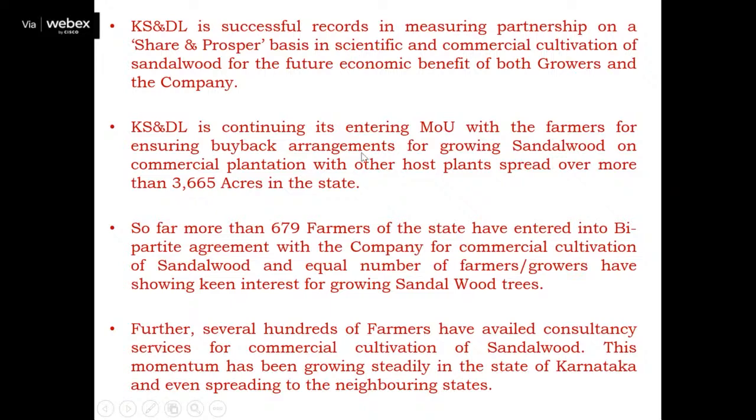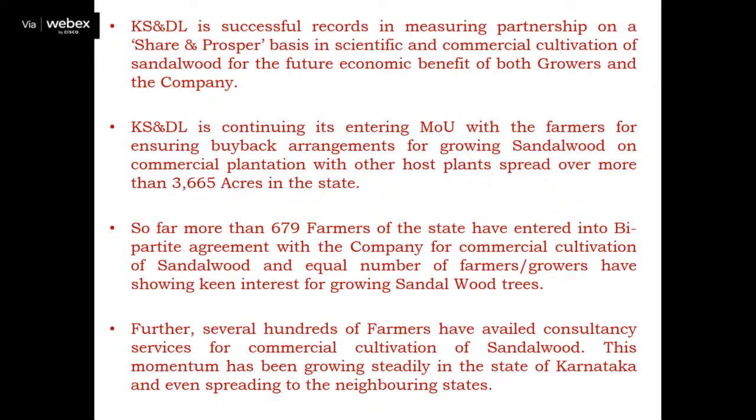And what is the role of KSDL? KSDL has a successful record in building partnership on a share and prosper basis in scientific and commercial cultivation of sandalwood, for the future economic benefit of both growers and the company. KSDL is continuing to enter into MOUs with farmers, ensuring buyback arrangements for growing sandalwood on commercial plantations with other host plants, spread over more than 3,000 acres in this Karnataka state.